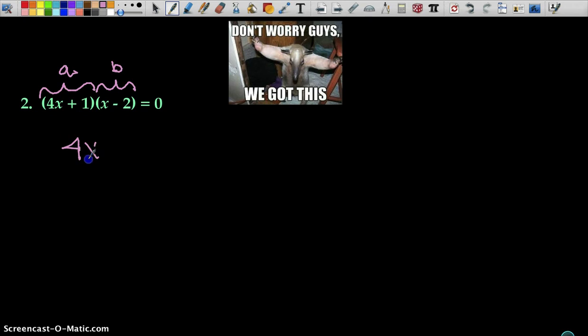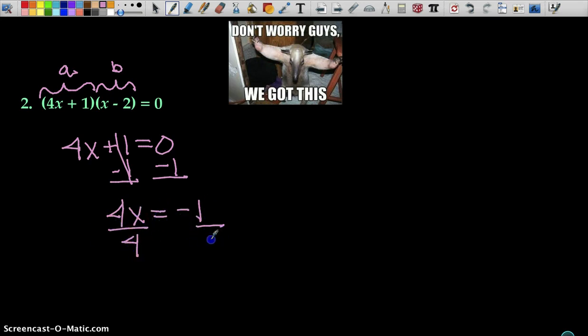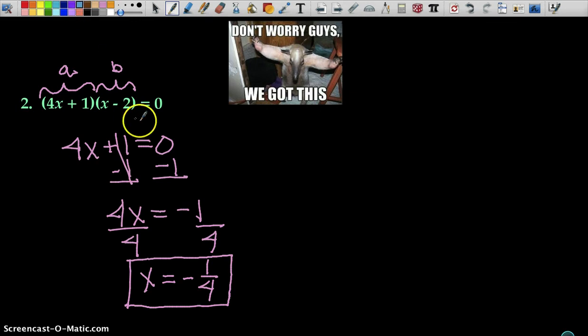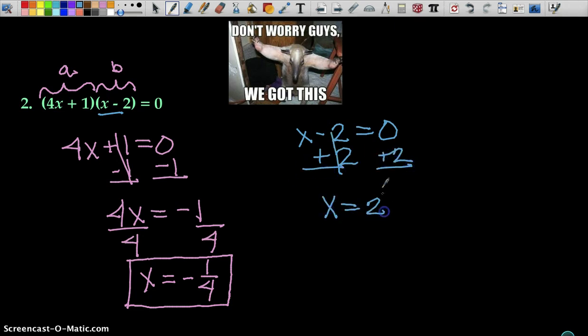So 4x plus 1 equals 0. Solve your equation. So you get 4x equals -1, divide by 4, and you get x is -1/4, and it's fine to just leave it as a fraction. So there's one answer. And now repeat that, but with our second set, x minus 2 equals 0. So we add 2 to both sides, and we get x equals 2, and there is a second answer. So those are our two solutions.